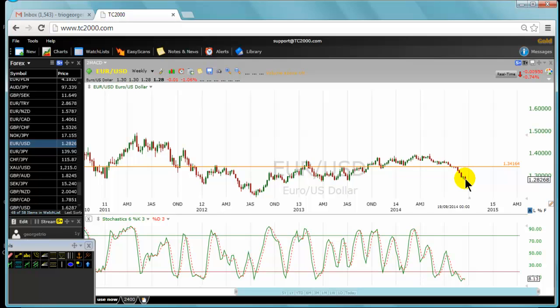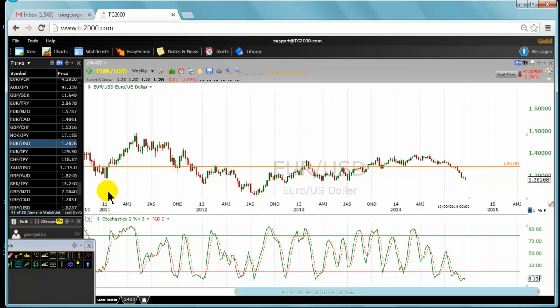Now, the next thing I need to mention to you is that the euro USD is the leading currency pair. So though we are expecting the pound dollar to go up, if the euro, which is the leading currency pair, continues to go down, that may have a negative impact on the pound dollar currency pair. So you need to be very careful if you are buying the pound dollar at the time when the euro USD is still going down.